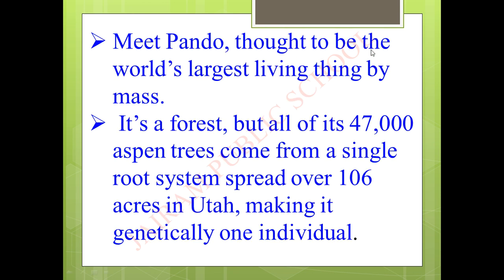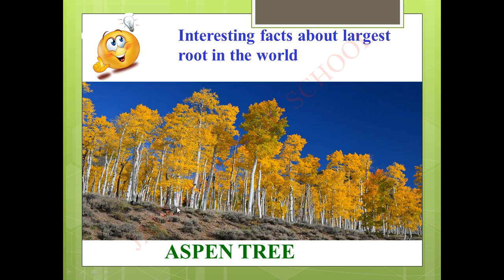Meet Pando, thought to be the world's largest living thing by mass. It is a forest, but all of its 47,000 aspen trees come from a single root system spread out over 106 acres in Utah, making it genetically one individual. It means that a single root makes the whole forest. So these 47,000 aspen trees have grown because of only one root. It's really amazing, isn't it?